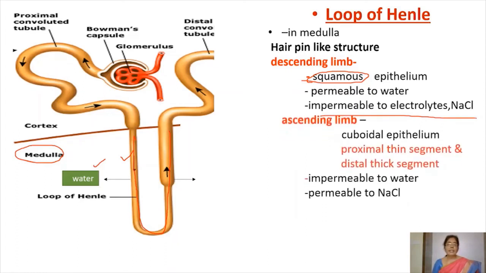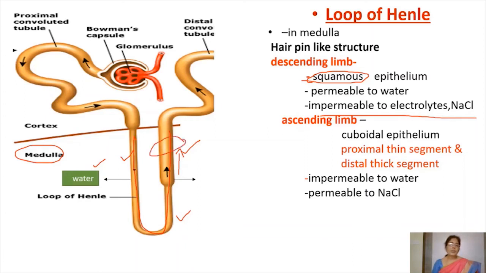Now coming to the second limb of Henle's loop, that is the ascending limb. This ascending limb brings the filtrate upwards. Look, this is the ascending limb. The filtrate travels upwards through it, so it is called the ascending limb. The ascending limb brings the fluid upwards, that is into the cortical region. So it got the name ascending limb. It is internally lined by cuboidal epithelium. And if you observe this, there is a difference in thickness. In this ascending limb, the proximal region is thin, and the distal region is thick.